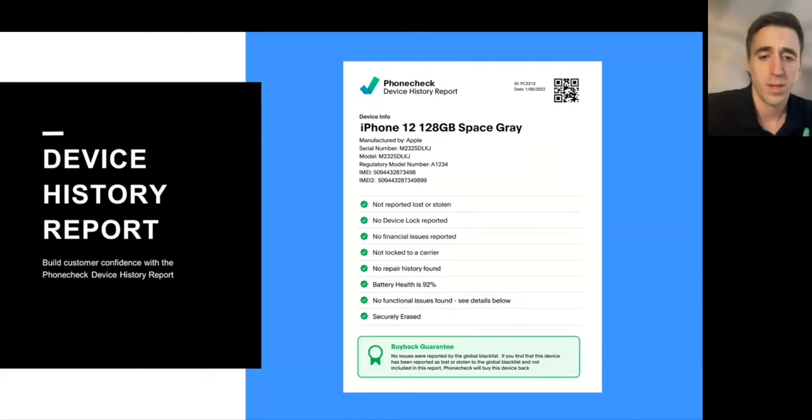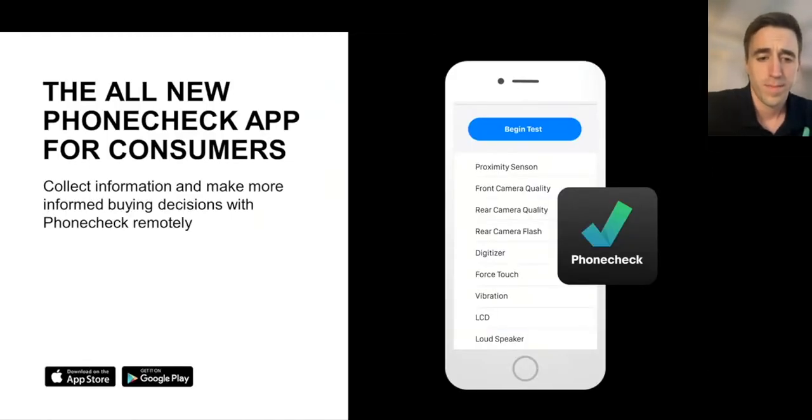Next slide, please. And so as PhoneCheck has evolved, we've expanded from just a warehouse or storefront setting and a desktop-based solution, moving really up the device cycle chain to the consumer themselves. So part of that evolution is our PhoneCheck consumer app. So this remote app is a perfect solution for companies with trade-in or buyback programs that operate online.